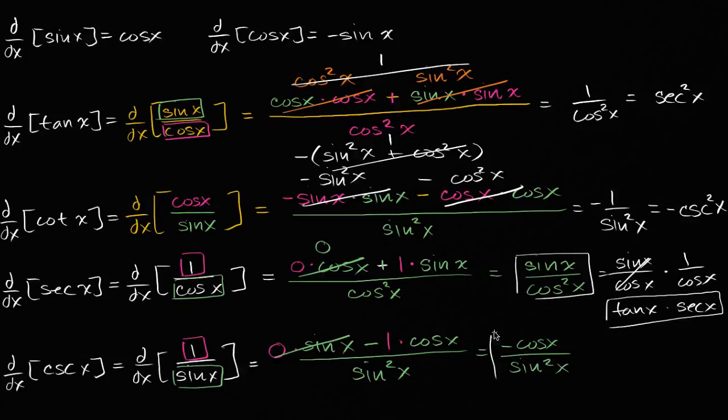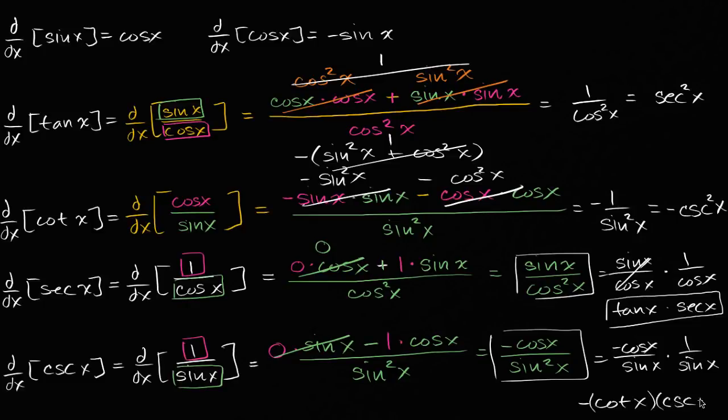So that's one way to think about it. Or, if you like, you could view this the same thing we did over here. This is the same thing as negative cosine of x over sine of x times 1 over sine of x. And this is negative cotangent of x, times, I'll write it this way, 1 over sine of x, which is cosecant of x. Cosecant of x. So whichever one you find more useful.